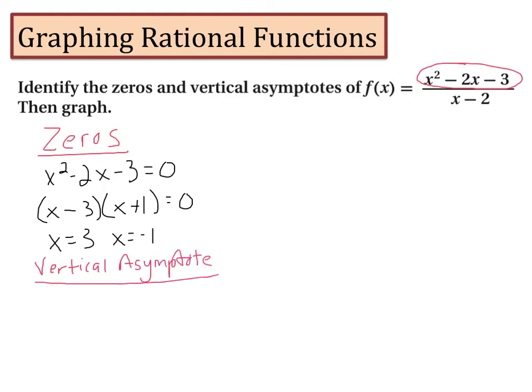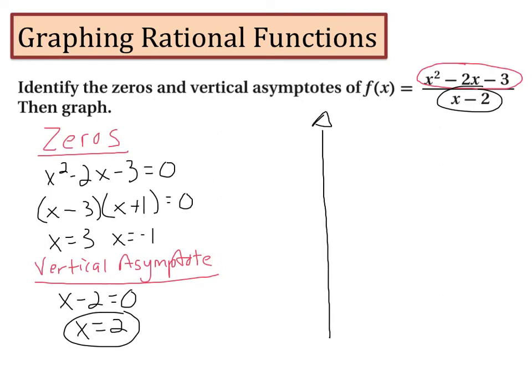Which I do by making my denominator 0. So x minus 2 equals 0. So my vertical asymptote is x equals 2. So graphically, what does this mean? Well, we're going to draw a rough sketch of what this function looks like.